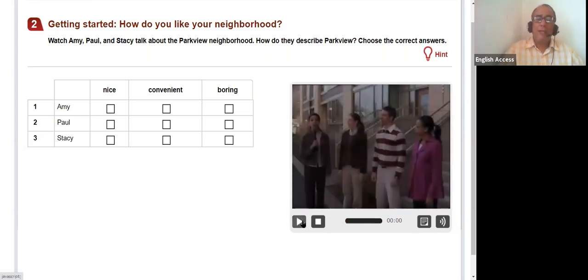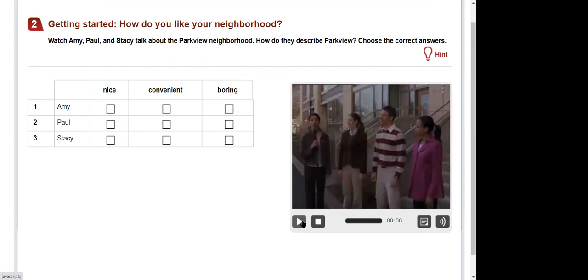One more time. Very easy. But please take a look how they describe their neighborhood.